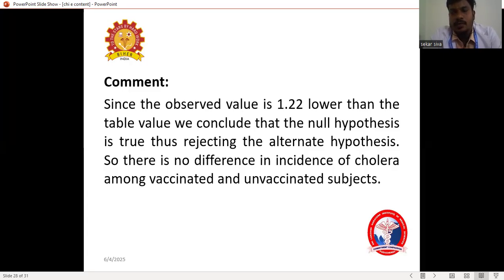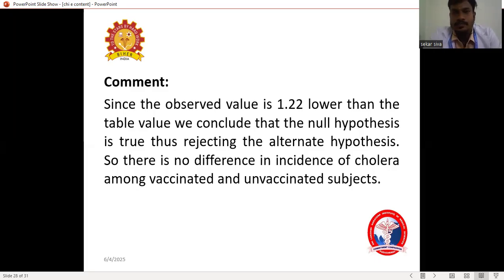Then you have to find the expected values from the observed values. For finding the expected value, we need the observed values, which are already given by the scenario. You have to make a 2 cross 2 table. For finding an expected value, the formula is row total into column total divided by grand total. For each cell, you have to find an expected value. It is a cross multiplication of row total and column total divided by grand total.